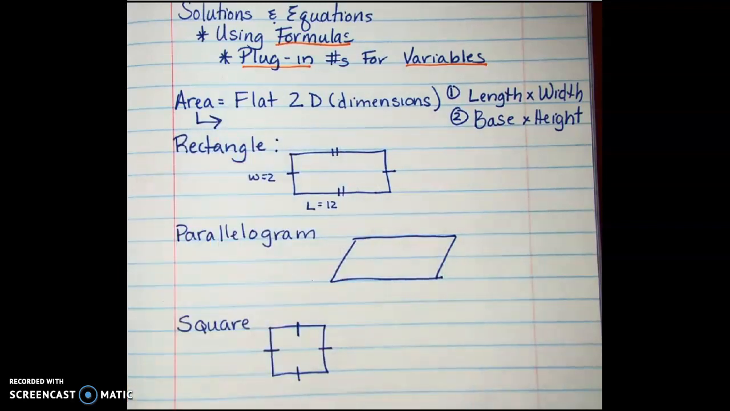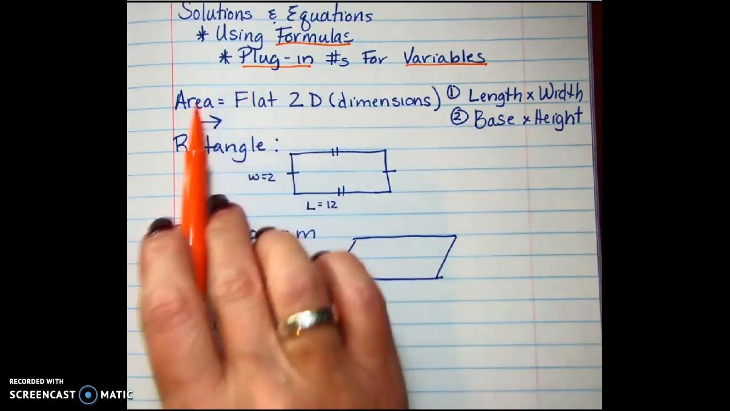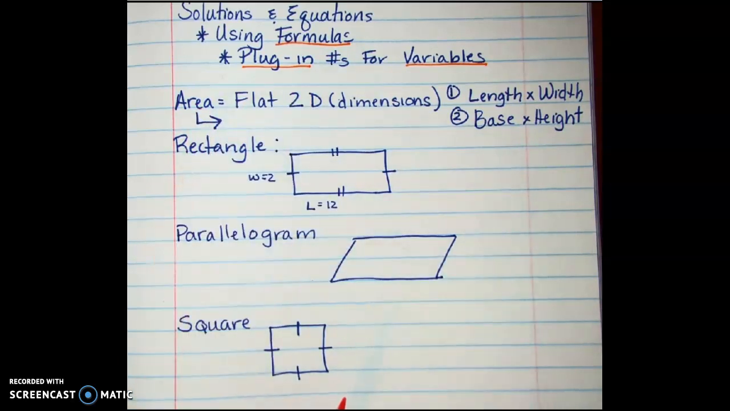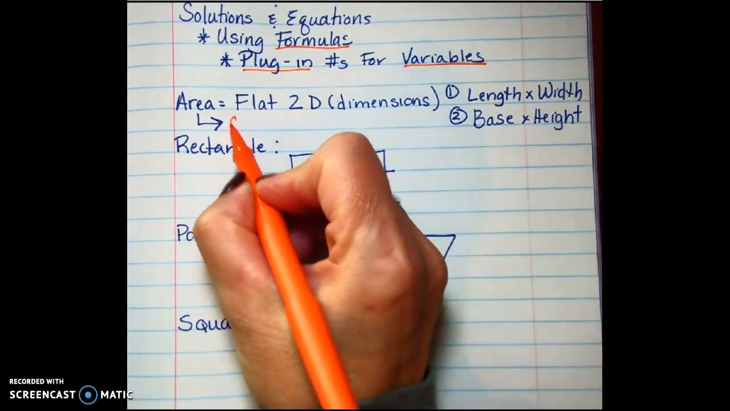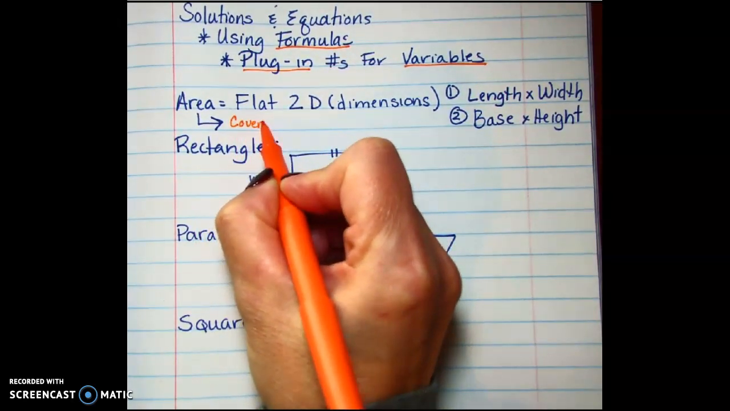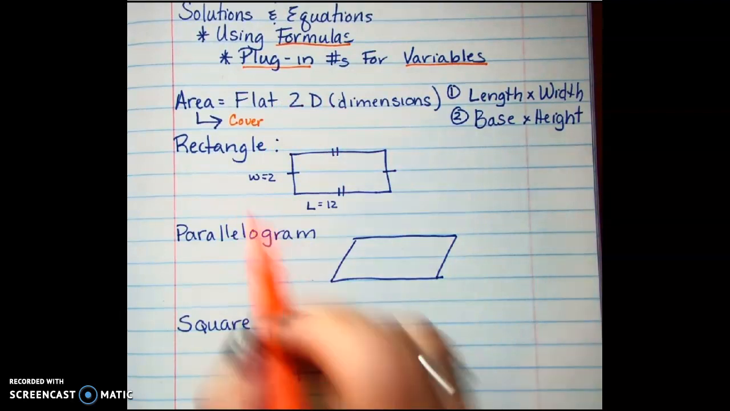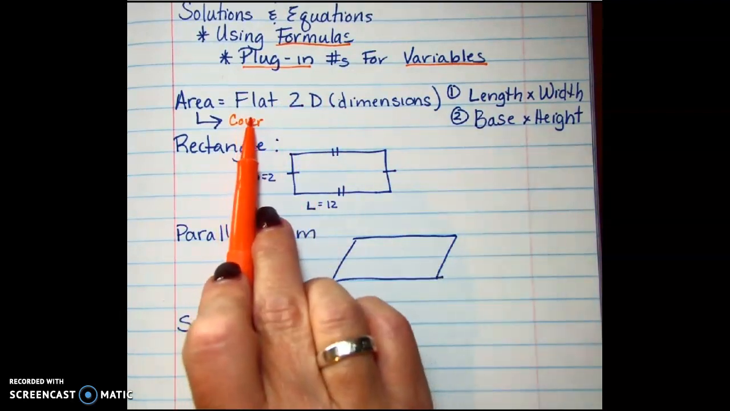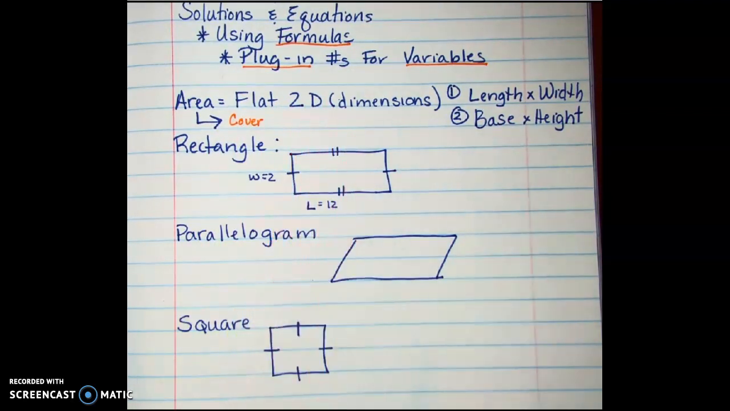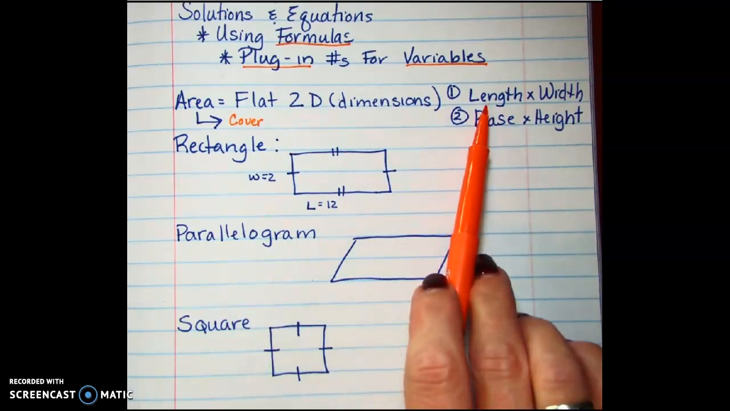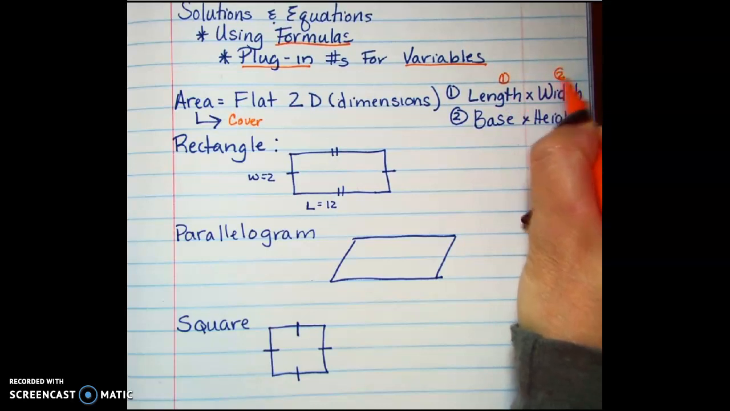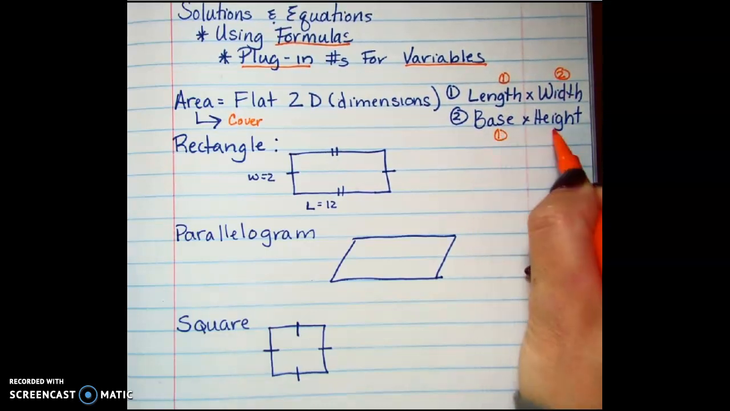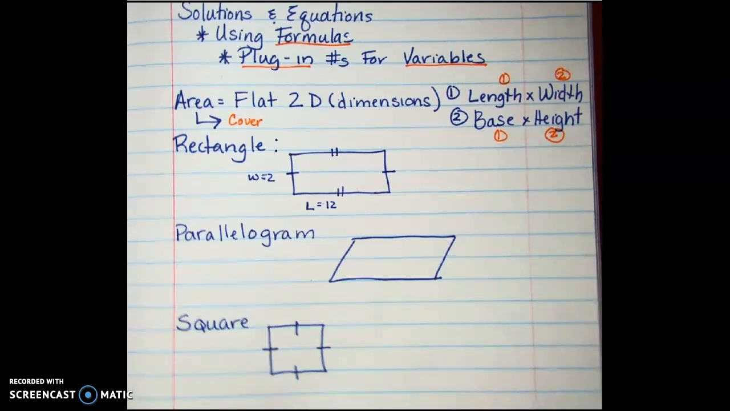So the first thing we're going to talk about is using a formula for area. Now, when we're talking about area, area is covering, how we cover the shape. So it's also a flat two-dimensional surface. The two dimensions are length and width, or base and height, 2 dimensions.